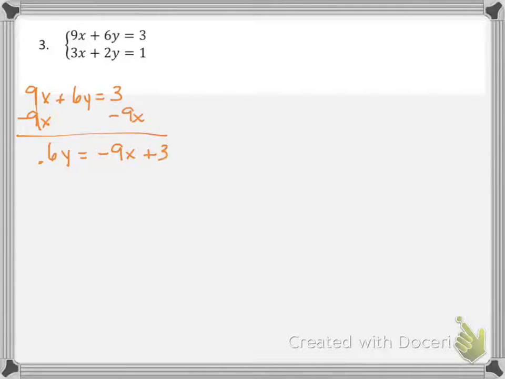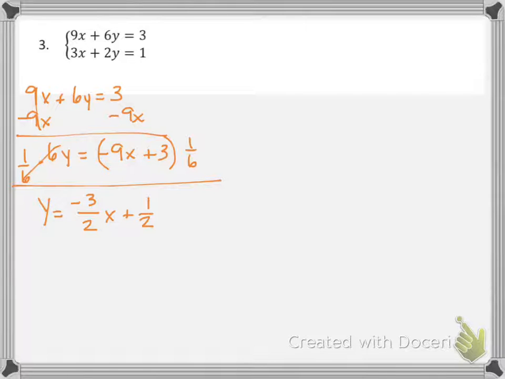And then multiply by the reciprocal of 6. That's 1/6. Multiply the right side by 1/6. And so we get y equals -9/6, that's negative 3 halves if I simplify it, x. And then 3 times 1/6 is 3/6, that's 1/2 simplified. So y equals negative 3 halves x plus 1/2. That's the first equation in slope-intercept form.